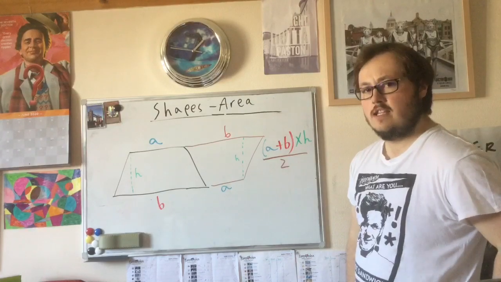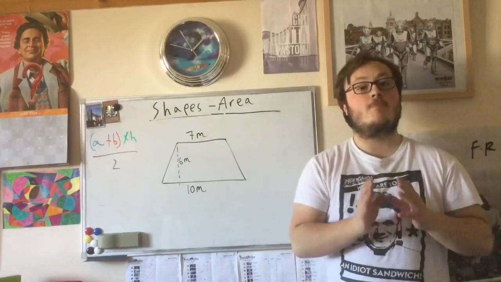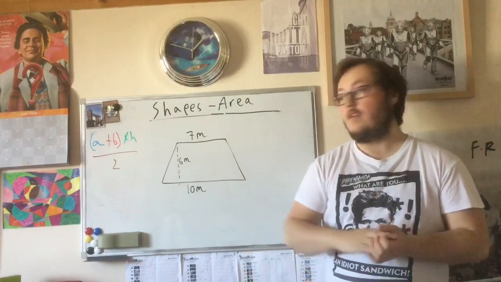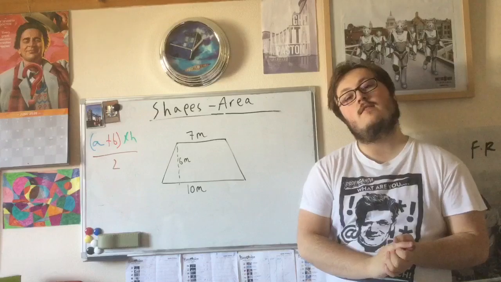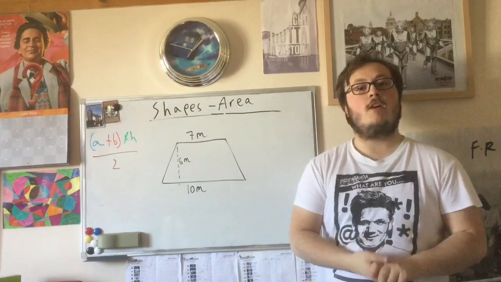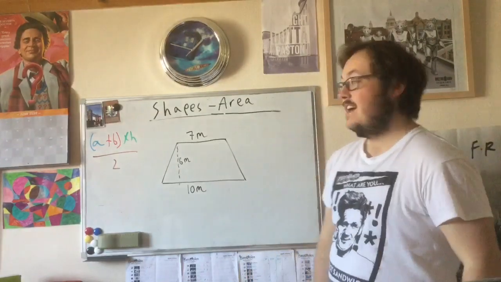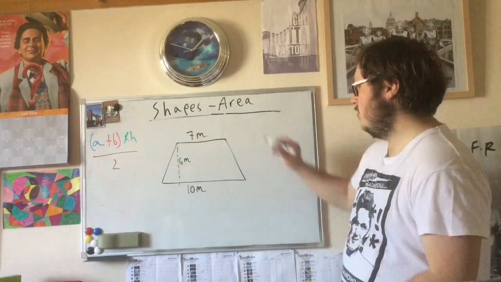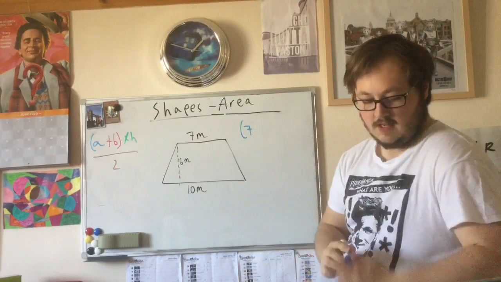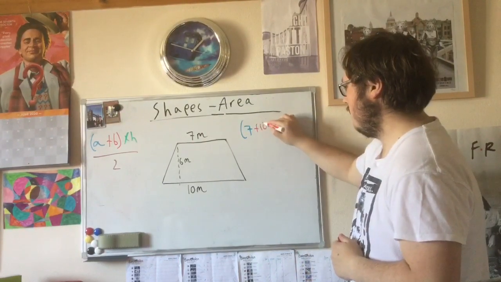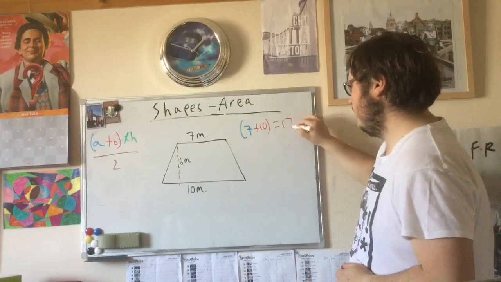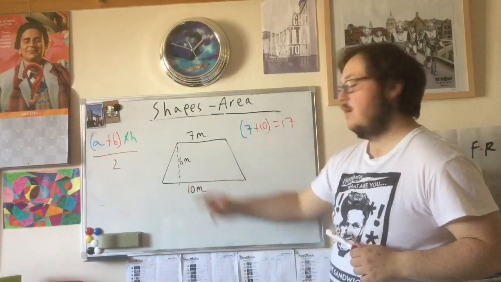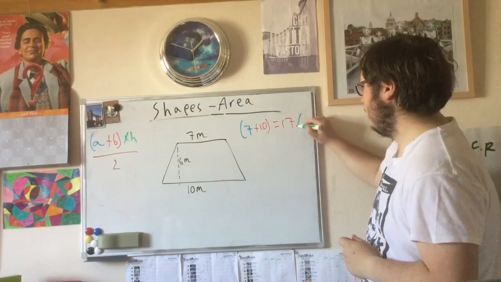Let's try this idea out. So I have a trapezium here, with a base of 10, a top level of 7, and a height of 6 meters. How do I find the area? Well, the first thing we have to do is we add our top and our bottom together. So we do 7, add 10, which gets us 17. The next thing we do is we multiply that 17 by our height, which is 6.